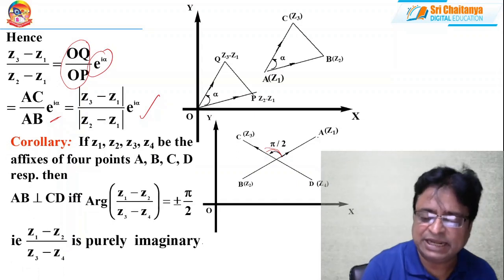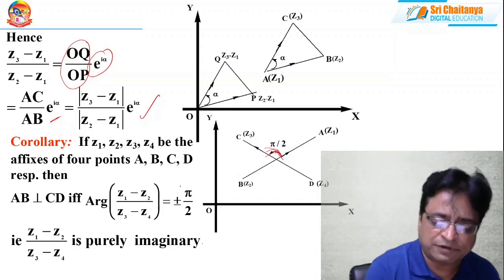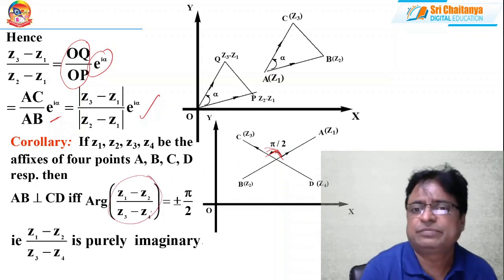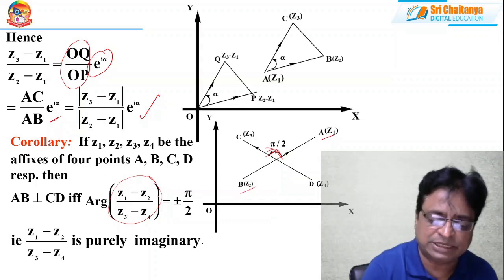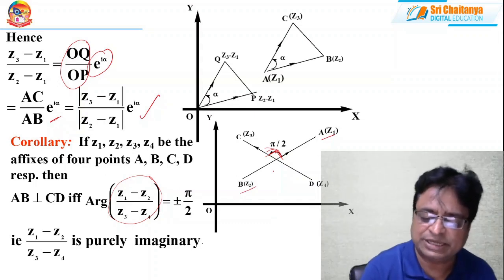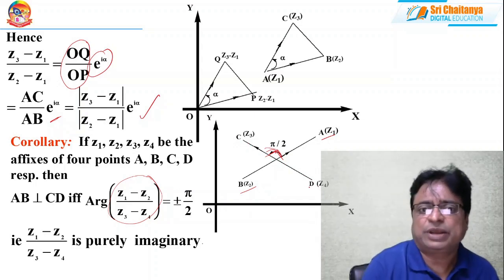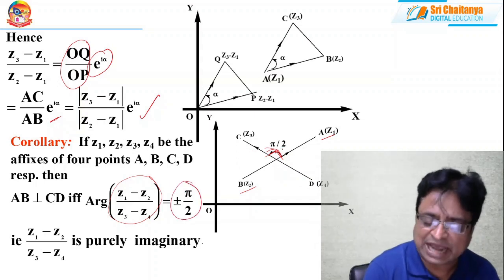Since AB is perpendicular to CD, whenever these two are perpendicular, the argument of AB and CD, that means Z1 minus Z2 by Z3 minus Z4, because AB is Z1 minus Z2 or Z2 minus Z1, and CD is Z3 minus Z4. Now the argument between these two is plus or minus pi by 2, because the angle is 90 degrees.